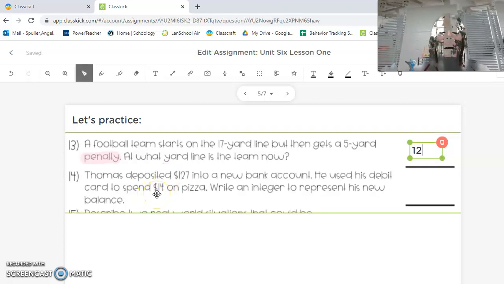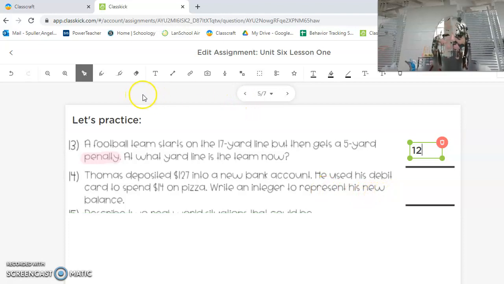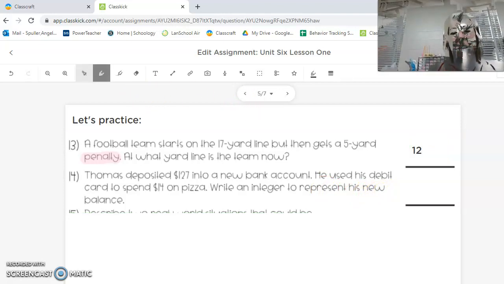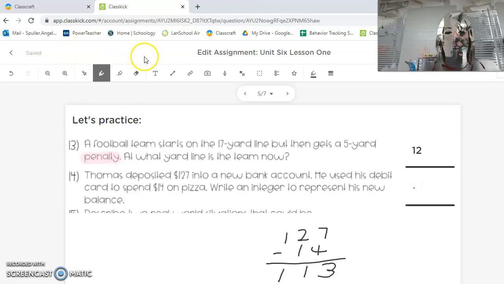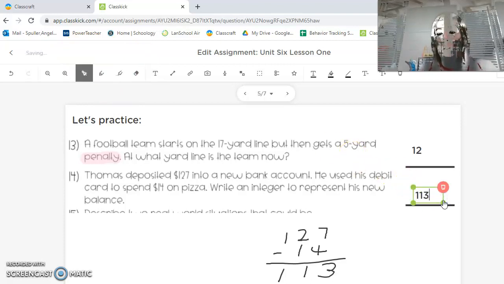Okay, Thomas deposited $127 in his bank. He used his debit card to spend, so he gave away $14. Write an integer to represent his new balance. So let's look at this. If I had 127 and I take the 14 I spent away, how much do I have left? I have 113, so I should put on this line, he still has money, so it's positive 113.